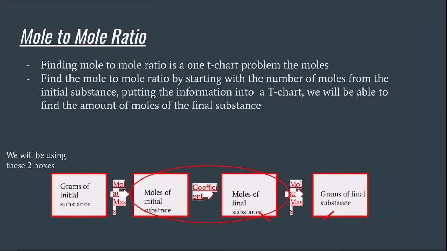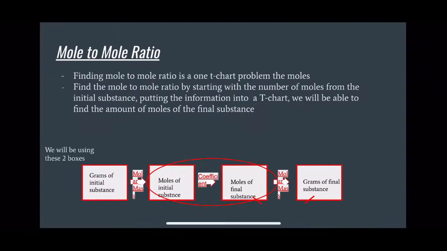Now take it to Keith to know mole-to-mole ratio. Hi, this is Keith with mole-to-mole ratio. Finding mole-to-mole ratio is a 1 T-chart problem. Finding the mole-to-mole ratio by starting with the number of moles from the initial substance, putting the information into a T-chart, we will be able to find the amount of moles of the final substance.